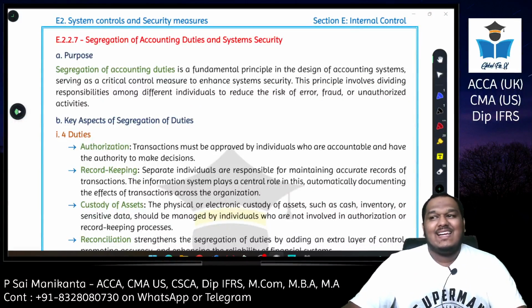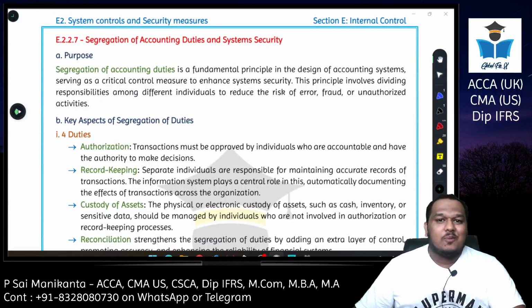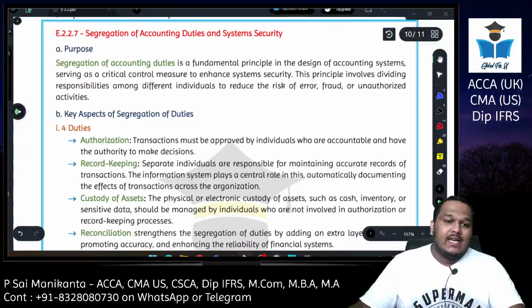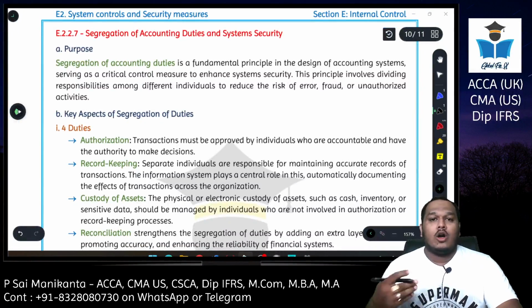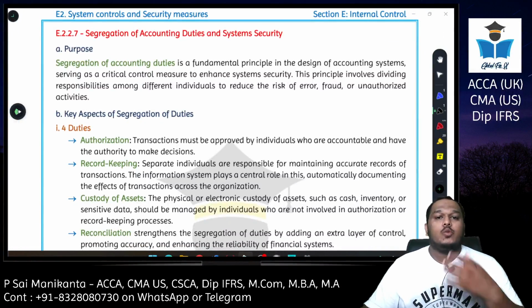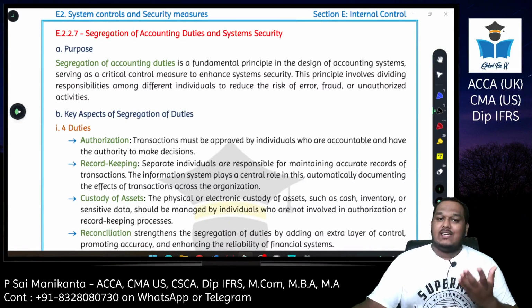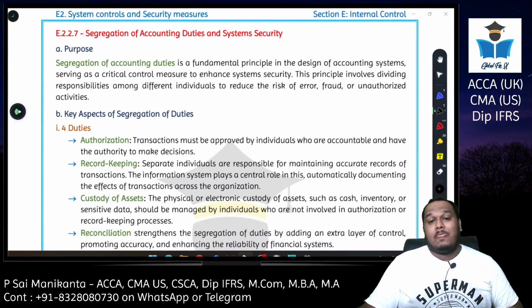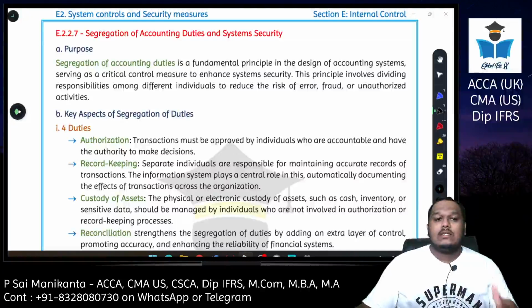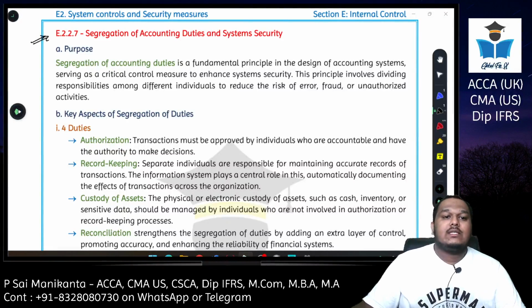Hi guys, let's start our discussion with the last topic of E2, system controls and security measures. So the last topic again, if you are referring to Hawk or Gleam or Wiley or any other materials, you won't be finding this in E2 specifically, because segregation of duties is something that we already discussed in E1. So why did I repeat this topic again?